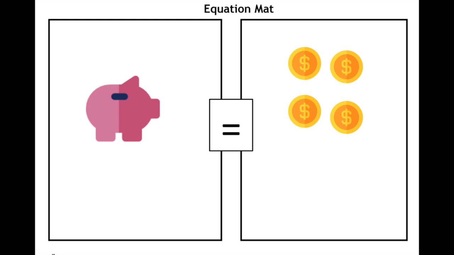So now let's check this out. We still have the equation mat, and the same thing still holds true. On this side of the equal sign, in this rectangle, the number of coins has to match the number of coins on the other side of the equal sign in this rectangle. Okay, so as you can see on the right side of the rectangle, there are 4 coins. On the left side, we have a piggy bank. Since we cannot see the coins, then we can assume that the coins are inside the piggy bank.